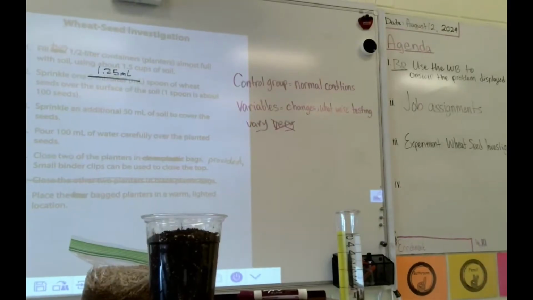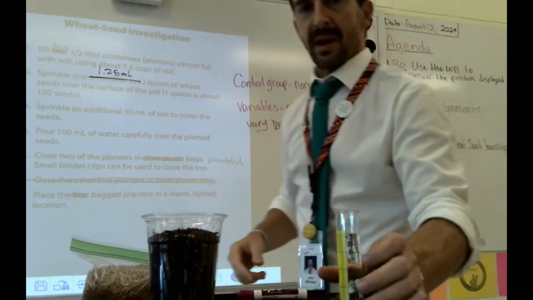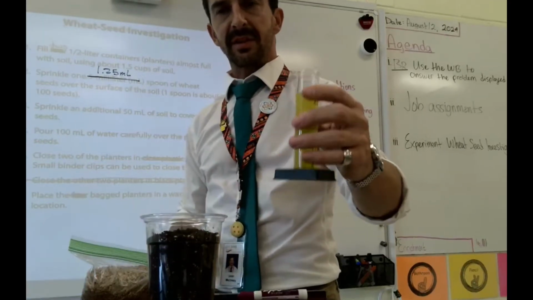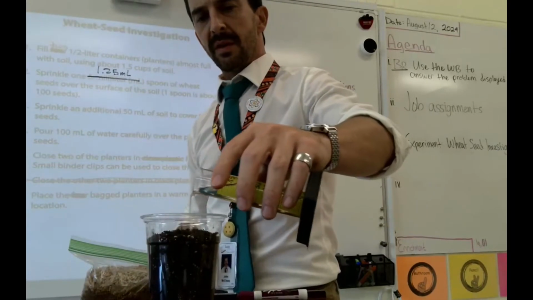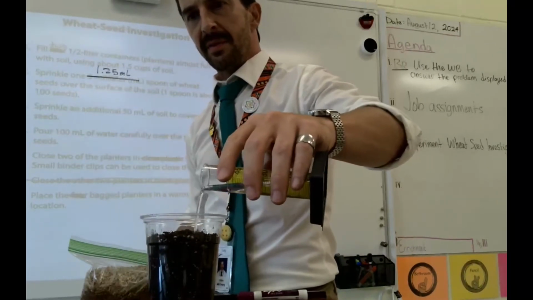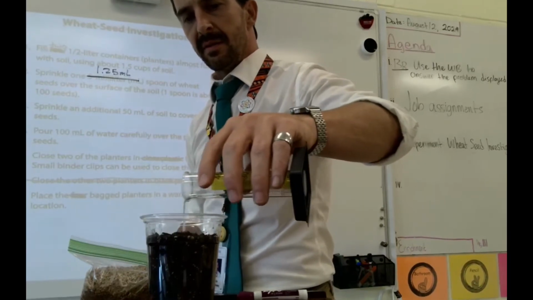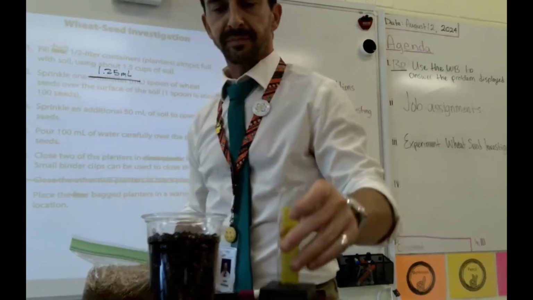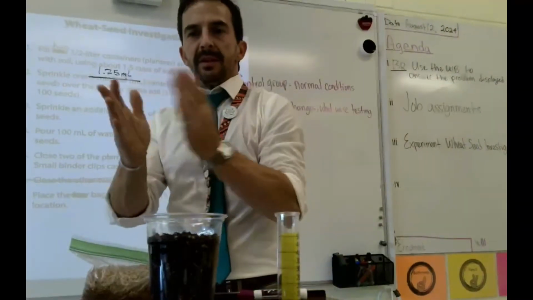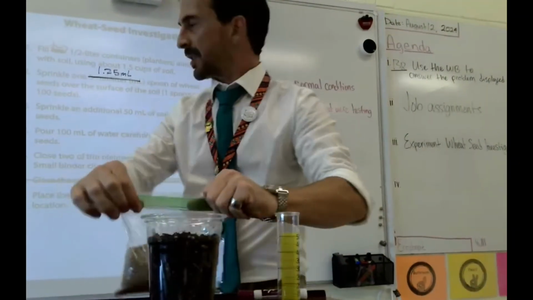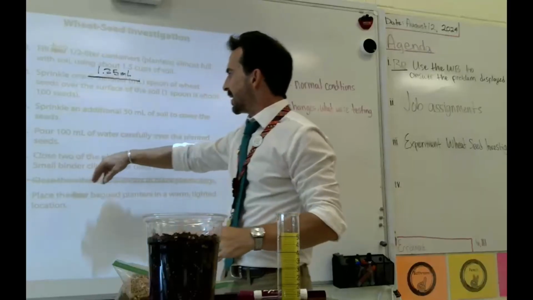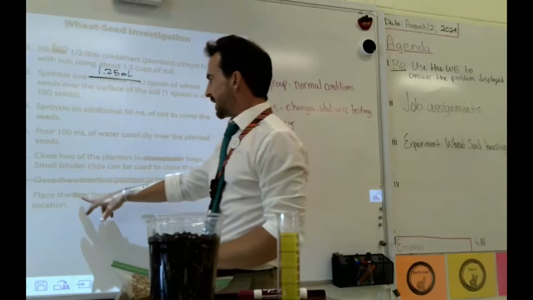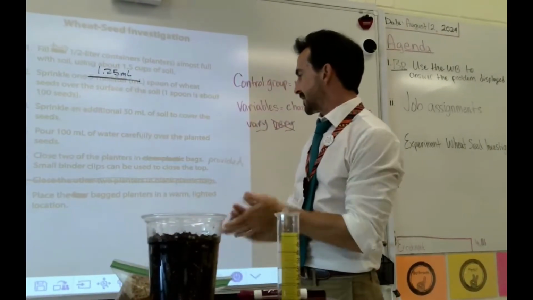Very good. And lastly, it says pour 100 milliliters of water carefully over the planted seeds. So I have my milliliters here in this graduated cylinder, and we will pour this over the top. Nice and even all the way around. Very good. All right. Now we have our cups planted.